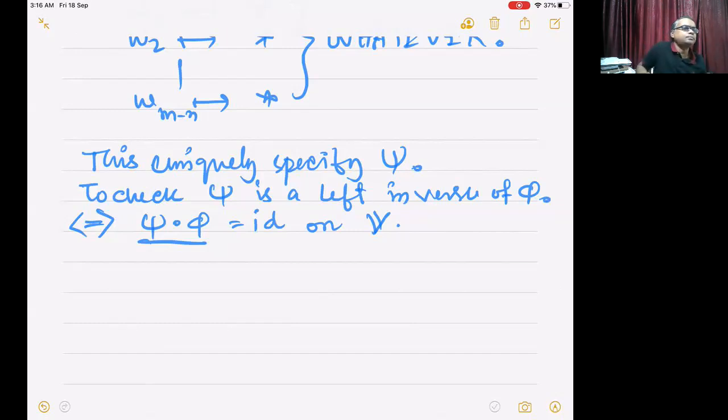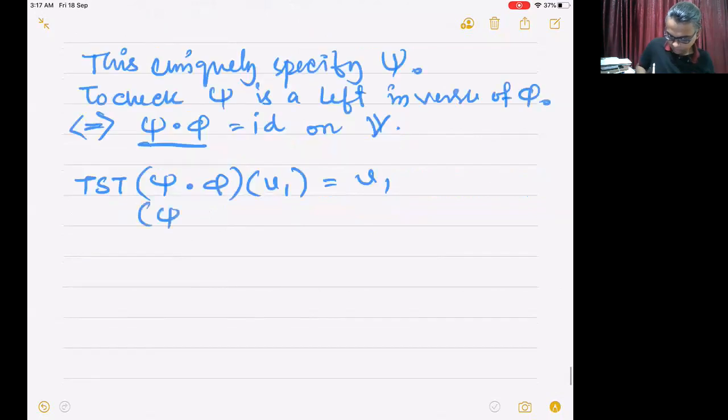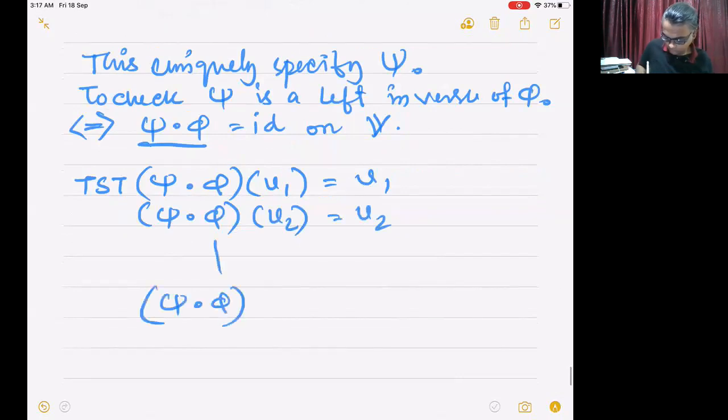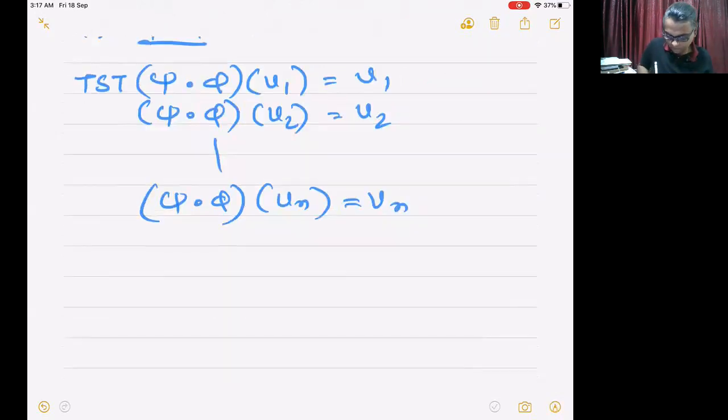Therefore, it is enough that I show that on the basis vectors, it's identity. So enough to show that psi phi acting on V1 is equal to V1, psi phi acting on V2 is equal to V2, and so on up to psi phi acting on Vn must be equal to Vn. That's what we have to do. But then this is trivial, right?